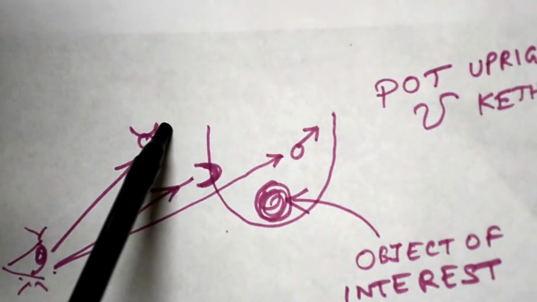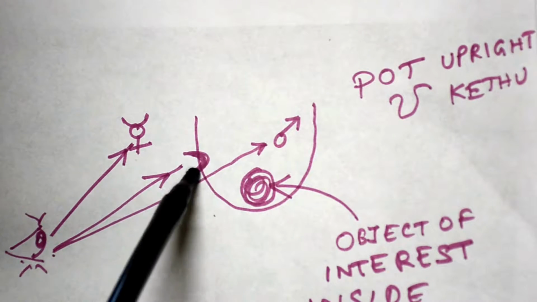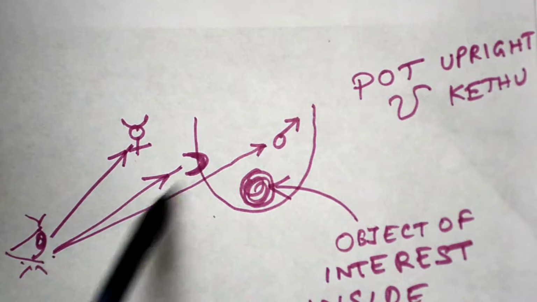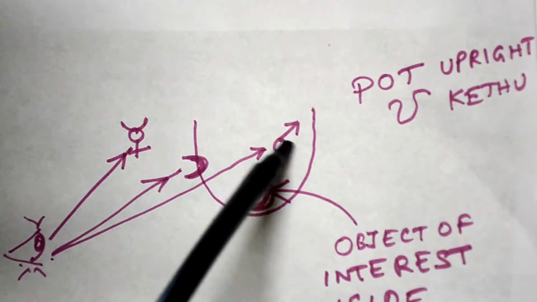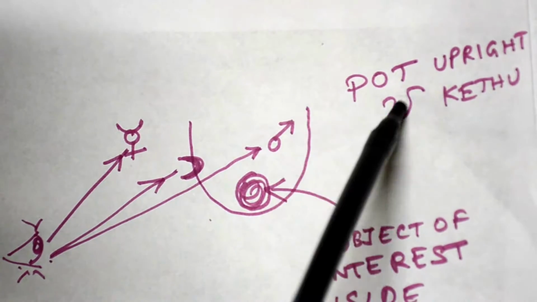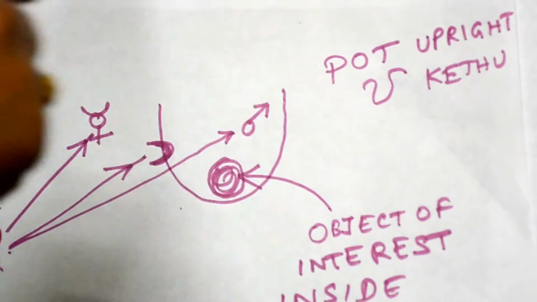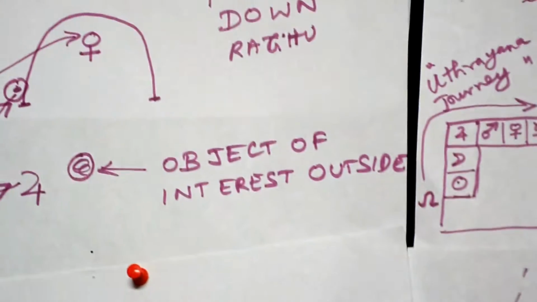And when the part is upright, you again have 4 perspectives. Here you can see the object is inside the part, and the observer can see outside the part. This particular perspective is called Mercury. He can observe the boundary of the upright part. This is called Moon. And he can see inside the part. This is called Mars. And for the part upright, you can see the symbol. This symbol is called Ketu. When the part is upside down, it's called Rahu.